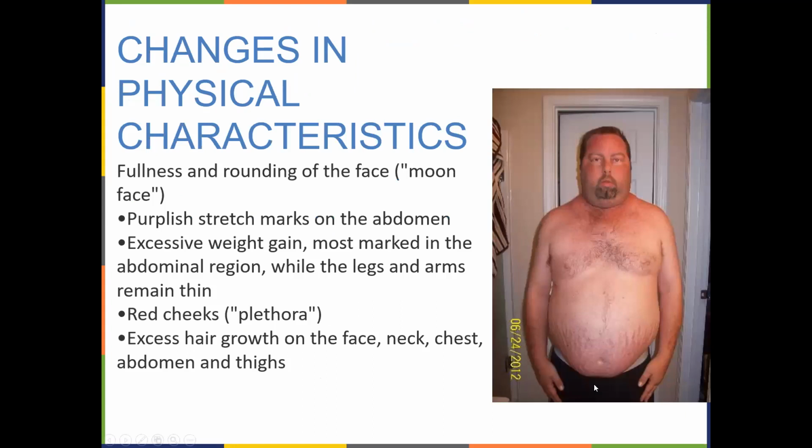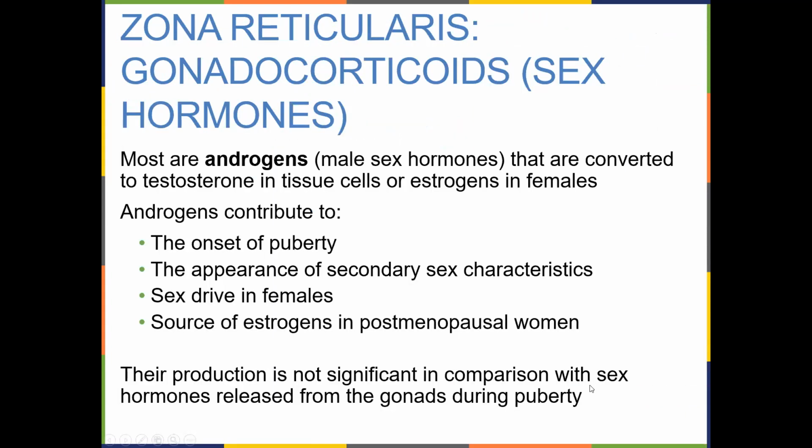Okay, now the third layer of the cortex is the zona reticularis. This is the sex hormone layer. Most of these are androgens, male sex hormones. In a male, the androgens are converted to testosterone. They're usually the trigger for the onset of puberty in both males and females.